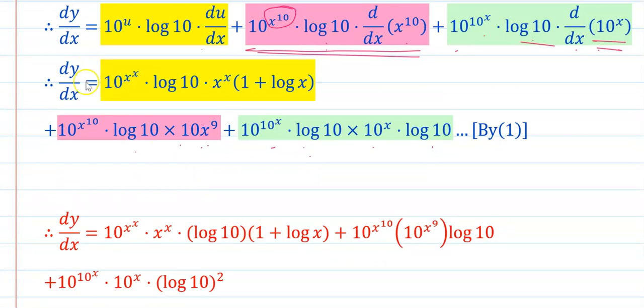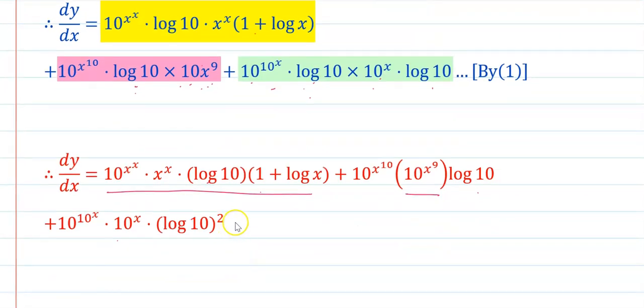Hence dy by dx is equal to 10 raised to x raised to x into log 10 into (1 plus log x). This is the first one. What about the second? It is 10 raised to x raised to 10 into 10 x raised to 9 into log 10. And the third one: 10 raised to 10 raised to x into 10 raised to x, and again log 10 into log 10, that is (log 10) squared. In this way we have the dy by dx.